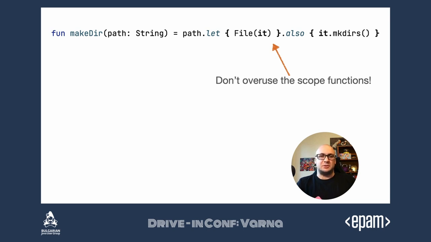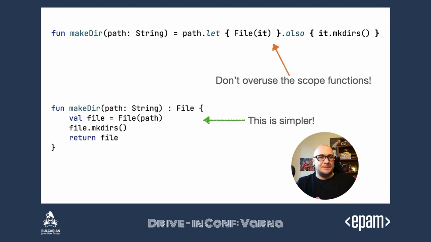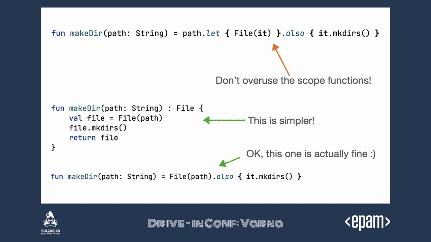Let's compare to the example when you wouldn't use the scope functions. Like this, right? It's more readable. It's simple code. We declare a file variable, we call the function to create the directory, and we return the file. Well, okay, it actually can be written a bit easier like this. When we use the also function, we create a file and also create directory.